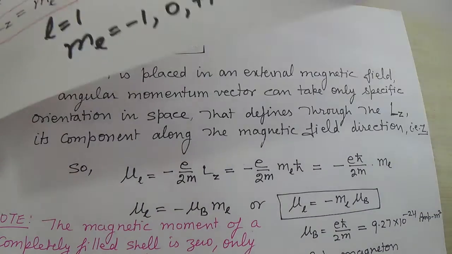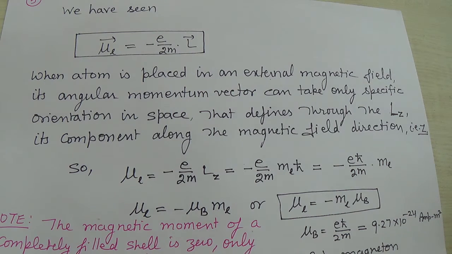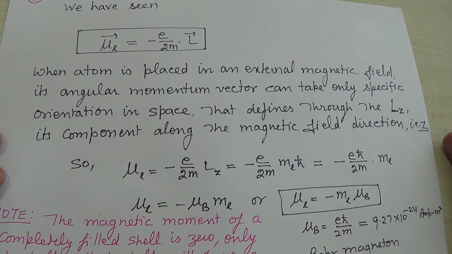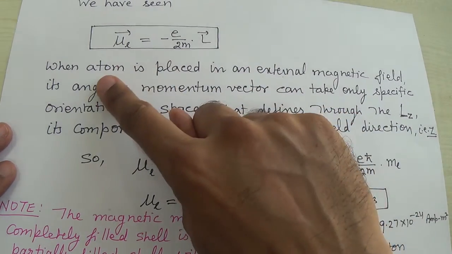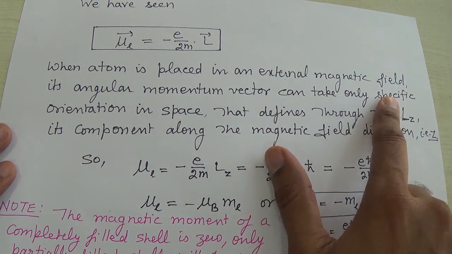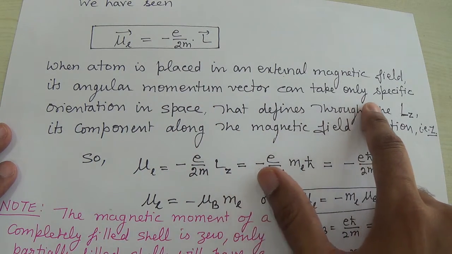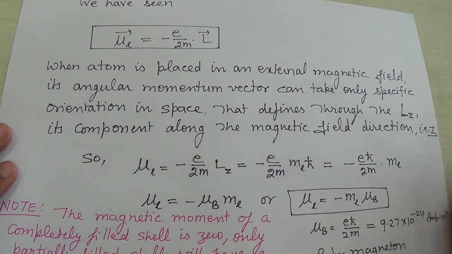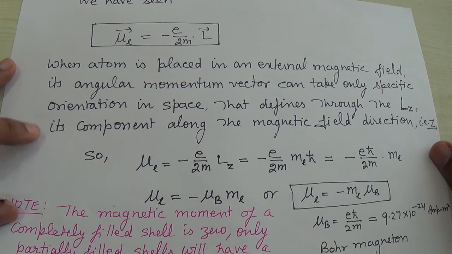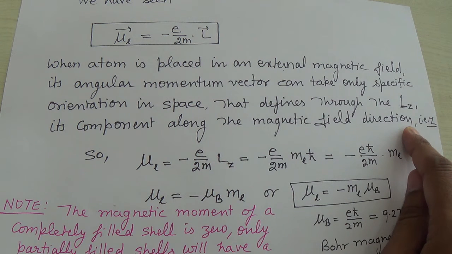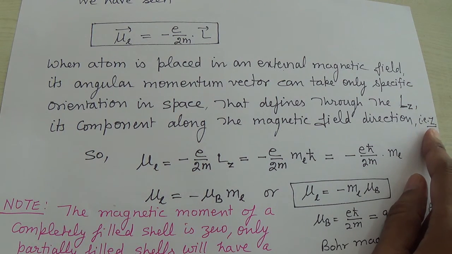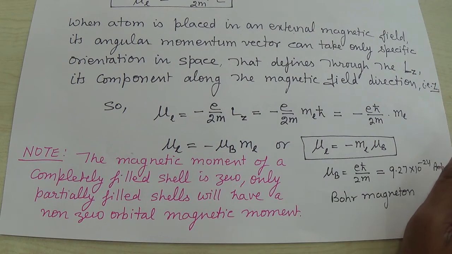Obviously, right now the atom is in a uniform magnetic field, so I have to put the value of Lz here. When an atom is placed in an external magnetic field, its angular momentum vector can take only specific orientations in space. That is defined through Lz, its component along the magnetic field direction, and the magnetic field is applied along the Z direction.